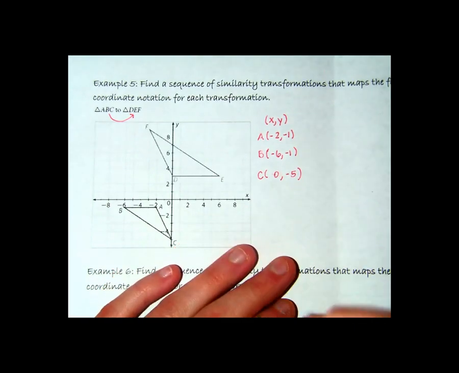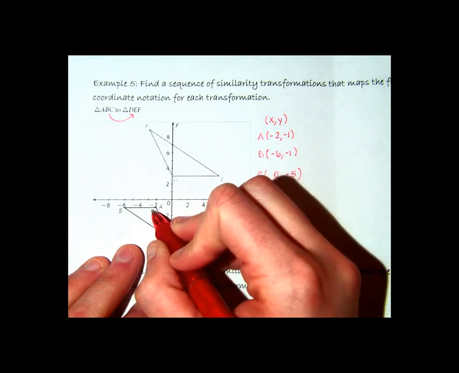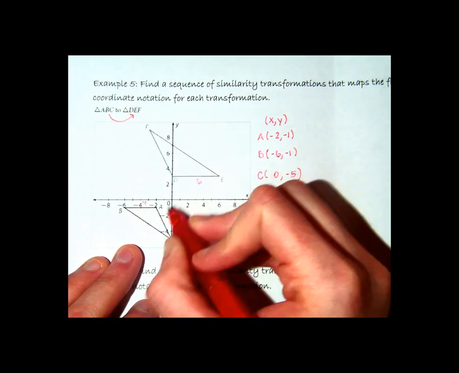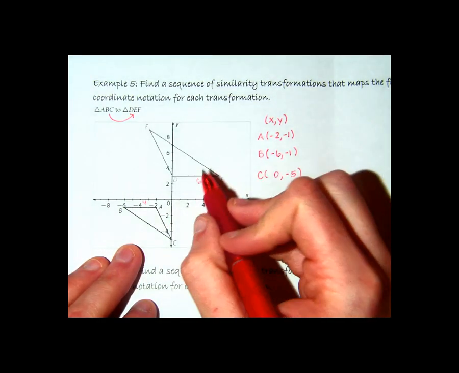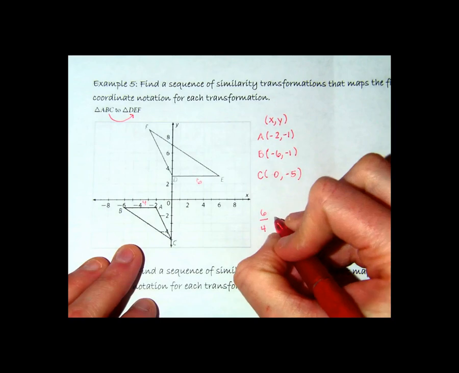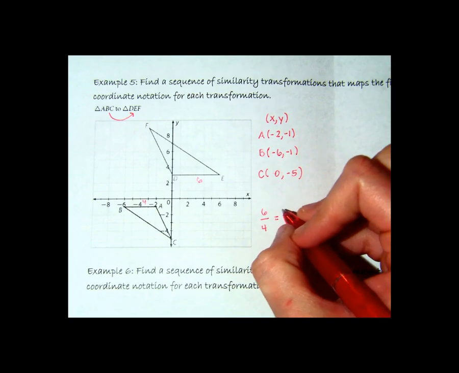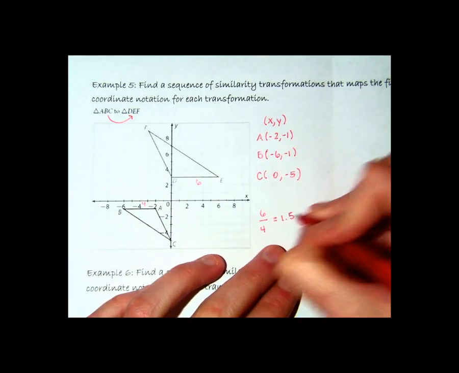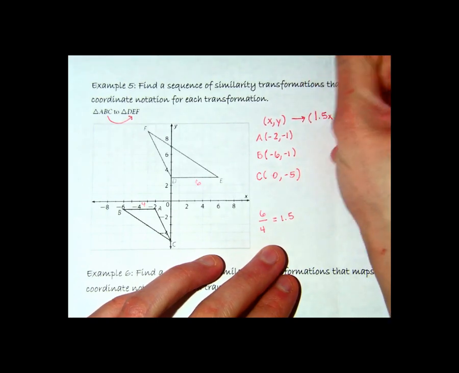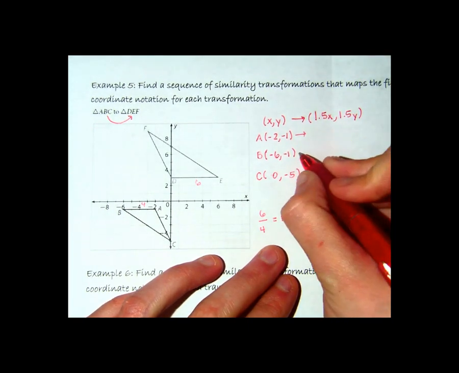Now, like we did before, we're going to go ahead and see what we think our scale factor probably is. It's always easier to use a horizontal segment. 1, 2, 3, 4, and 1, 2, 3, 4, 5, 6. Remember, it is always the image over the pre-image. 6 over 4. We can have it as a decimal or as a fraction as 1.5. That means our first step is going to be 1.5x, 1.5y. That's why it actually does help to list these out, even though we didn't on the last one.